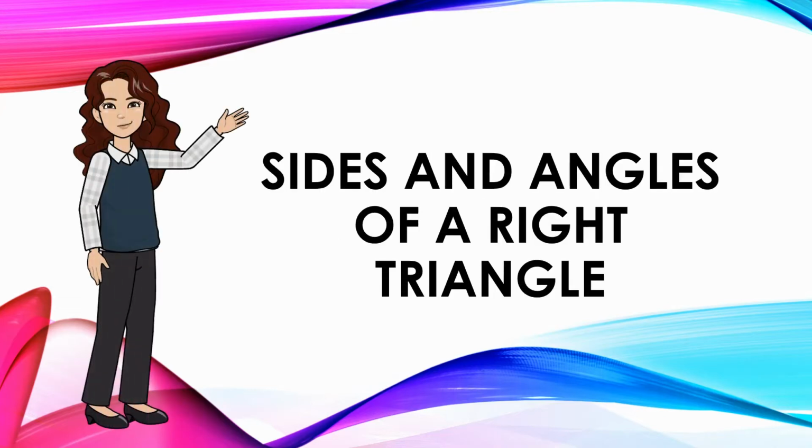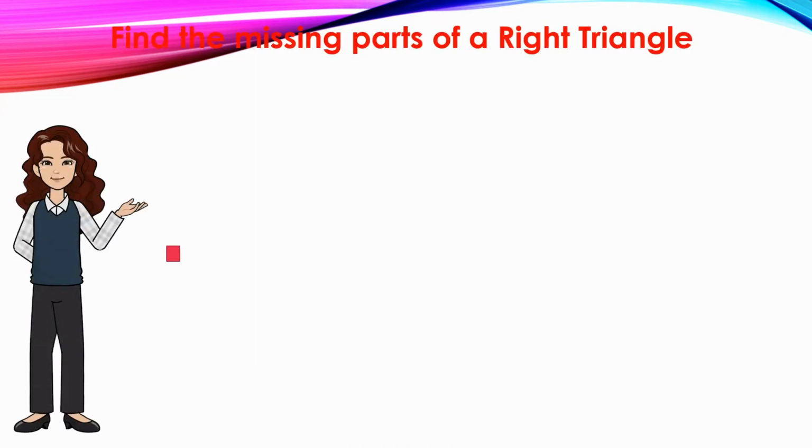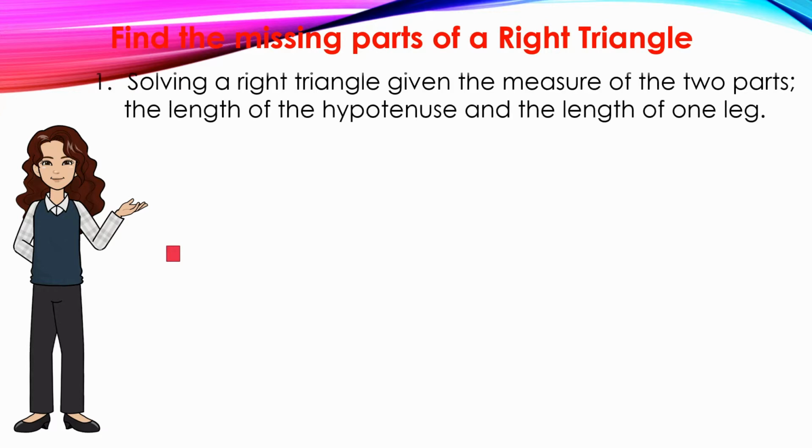Our topic for today is all about sides and angles of a right triangle. Okay, so we are going to find the missing parts of a right triangle. The first one is solving a right triangle given the measure of two parts: the length of the hypotenuse and the length of one leg.